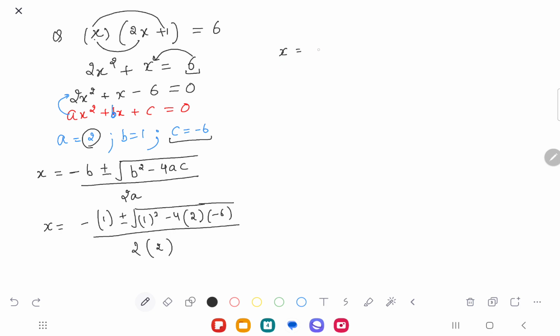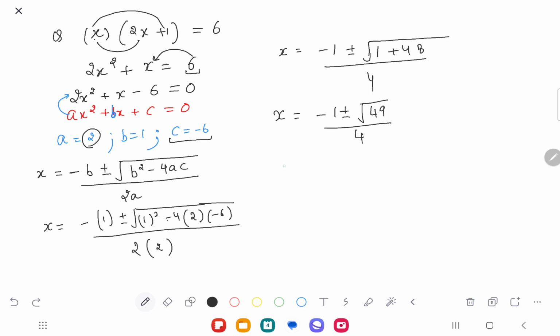So x shall be what? X shall be minus 1 plus minus under root of what? It becomes 1. 4 times 2, 8. 8 times 6, 48. And minus into minus becomes plus. So 1 plus 48 over 2 times 2, 4. So x shall become minus 1 plus minus under root of 49 over 4. So x shall become minus 1 plus minus 7 over 4.